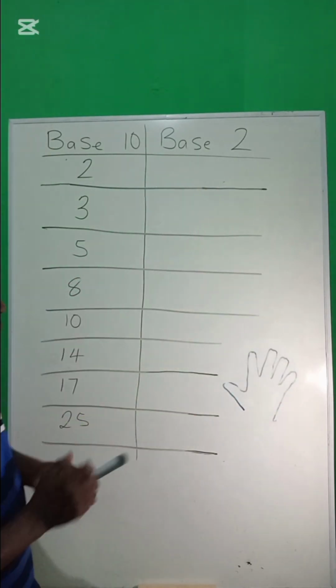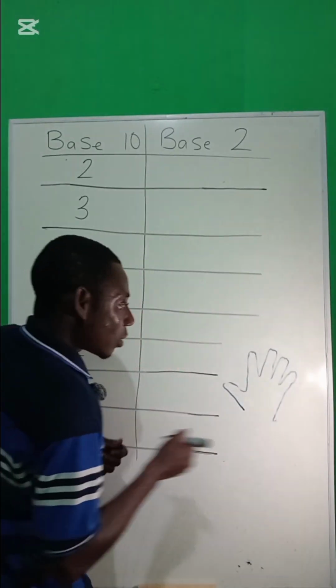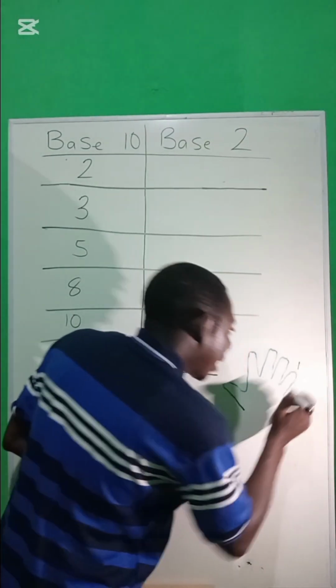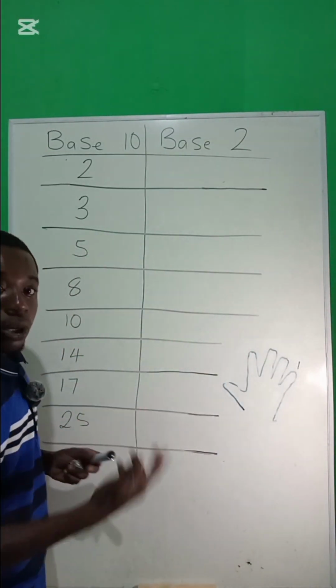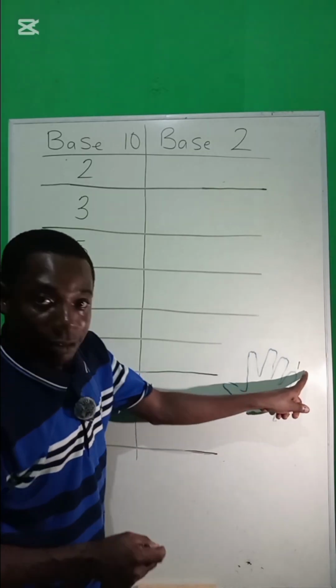Okay, so I'm going to start from the little finger. So I'll start here as 1. I can equally start it from this side. It is also applicable, but I choose to start from here.